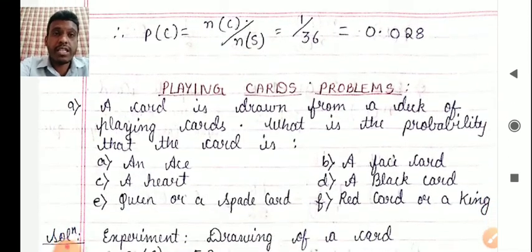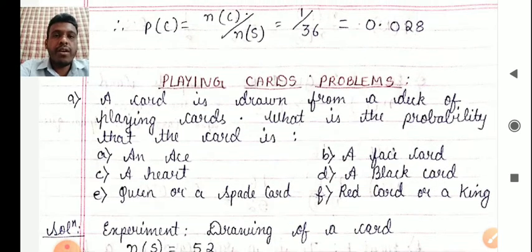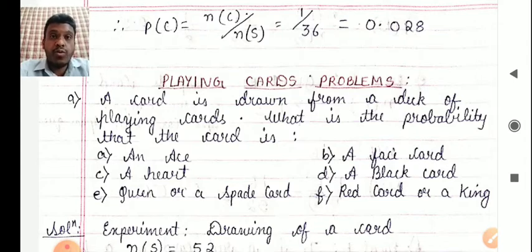And then we are moving towards the next type of problems, that is playing cards problems. So we shall solve a playing cards problem today. The ninth problem goes like this: a card is drawn from a deck of playing cards. Okay, from a set of playing cards, that is, the total number of cards is 52. So from those 52 cards, which do not include joker or anything else, you are drawing a card. What is the probability that the card drawn is A, an ace, B, a face card, C, a heart, D, a black card, E, a queen or a spade card, F, a red card or a king?